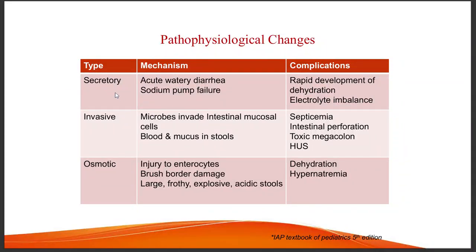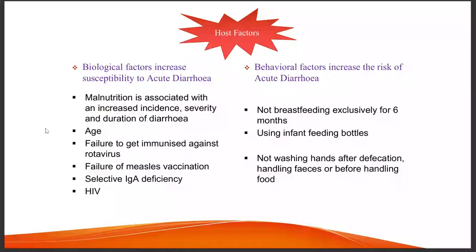So please, you need to know these are the three main types of diarrhea: secretory, invasive, osmotic. The invasive type is because of microorganisms actually entering into the GIT. For example, septicemia, intestinal perforation. These will be the complications, because when bacteria enter through the GIT into the cells, it can lead to sepsis. It can lead to perforation, basically forming holes within the GIT. It can lead to toxic megacolon and also hemolytic uremic syndrome, which is an important topic that we will discuss.